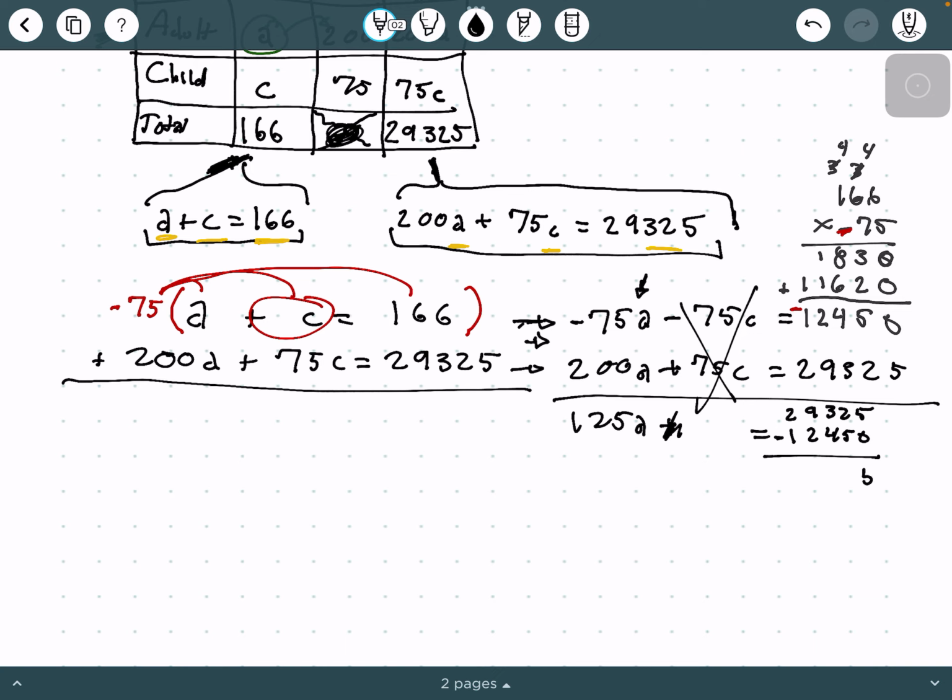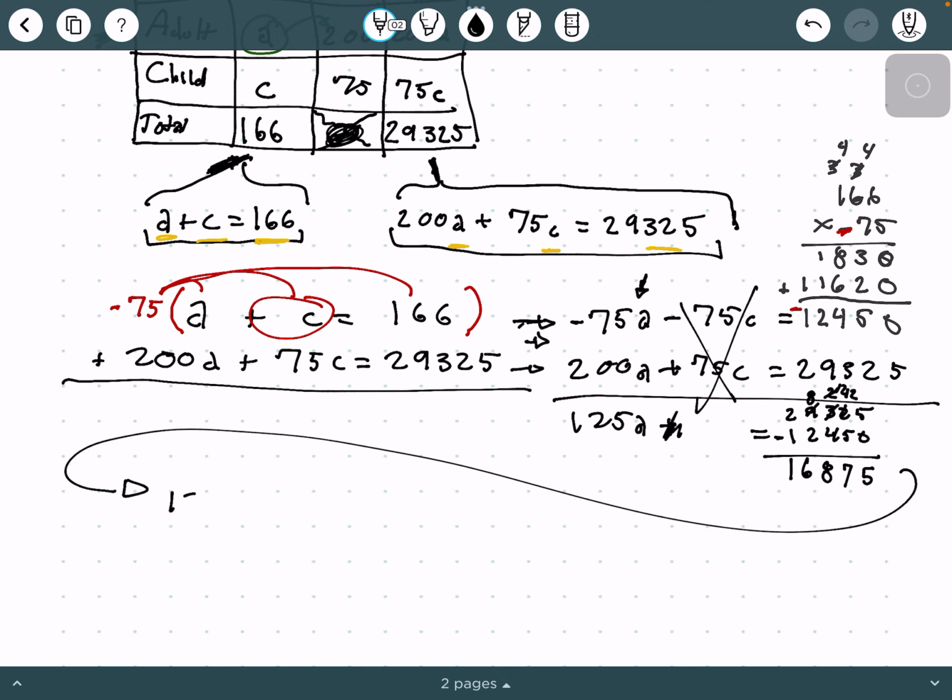5 minus 0 is 5. 2 minus 5, can't do that. Put it up here. This becomes 12 minus 5. That becomes 7. 2 minus 4, can't do that. This becomes an 8. We borrow from that. This becomes a 12. 12 minus 4 ends up being an 8. And then this 8 minus 2, well, we can do that, so that's cool. This is 6. And then 2 minus 1 is just 1. So we get 16,875.